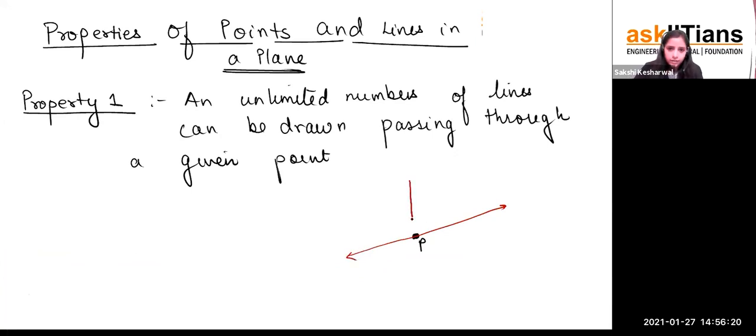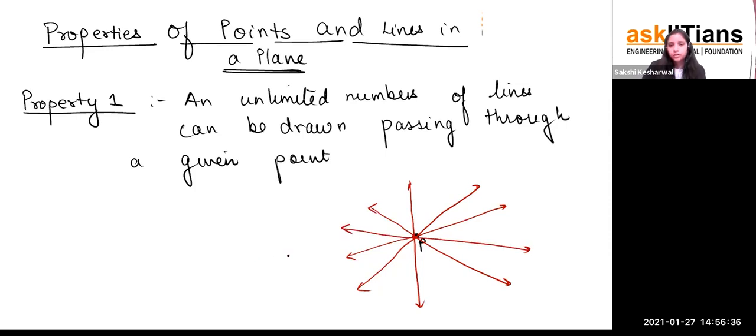Can you draw a line like this? Can you draw a line like this? You have done this in your childhood also, right? Can you draw a line like this? Just shorten it up. So unlimited numbers of lines can be drawn passing through a given point. I'm naming this L, this M, this N, this P, this Q. These many lines are there. So you can draw many lines for this.